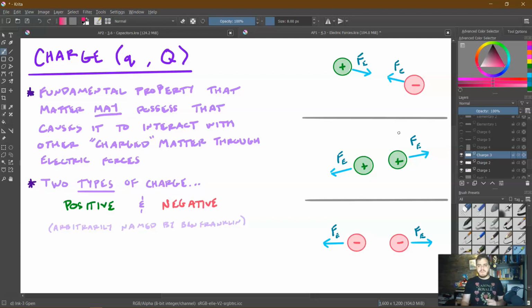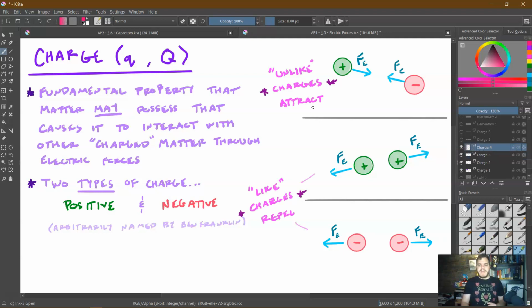Now, a couple of things we'll notice, looking over on this right-hand side, is that when we have unlike charges, so if I have a positive and a negative, they're going to attract each other, much in the same way that the gravitational masses attract each other. But now we have a different situation. If we have two positives or two negative charges, so these are like charges, they're actually going to repel, and they're going to push each other away instead of pulling each other towards each other.